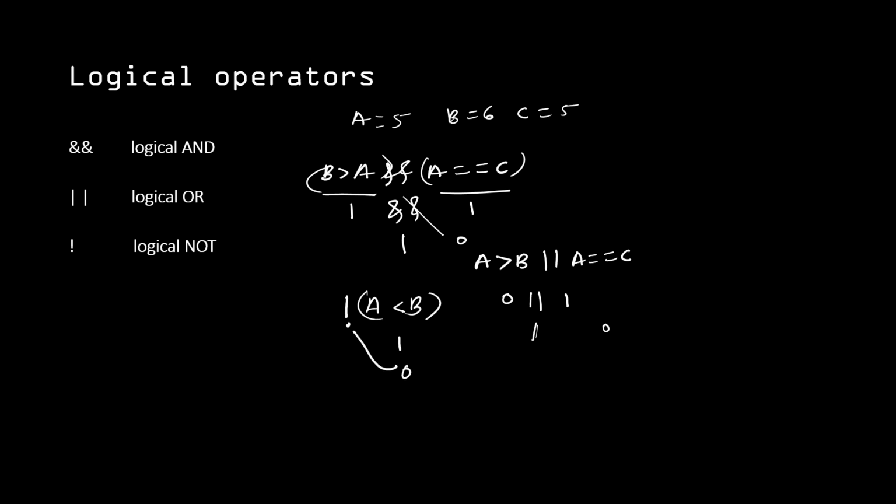If the condition is true, then we can manipulate that condition to a false statement, and if a condition is false, we can manipulate that statement into a true statement using our logical NOT operator. So this is how our three logical operators work.